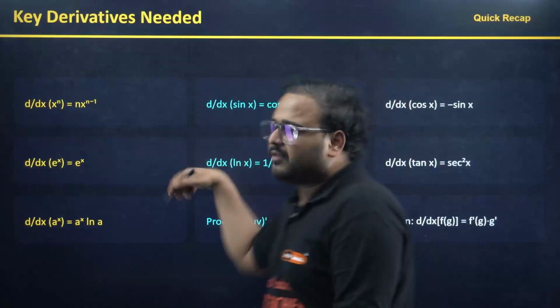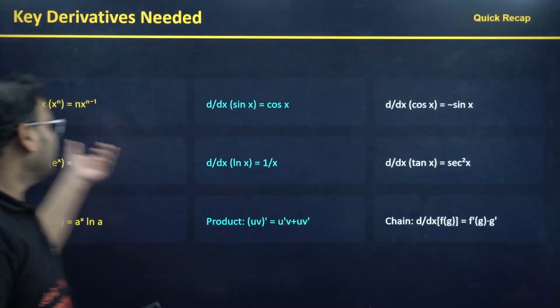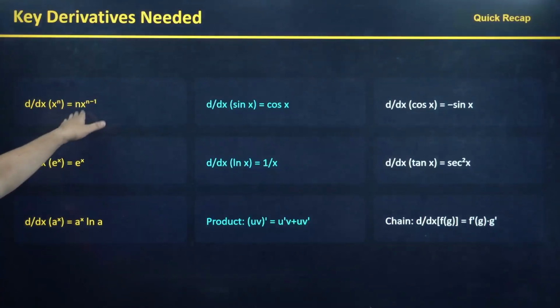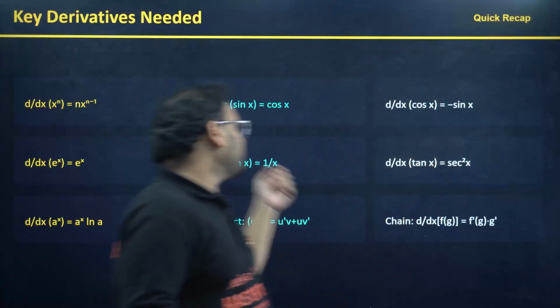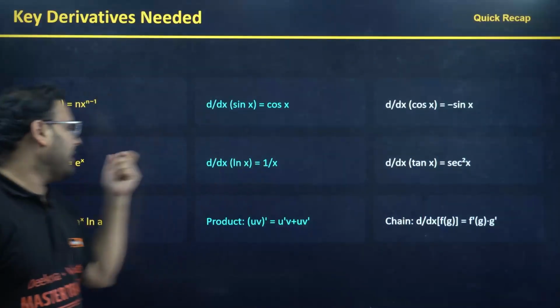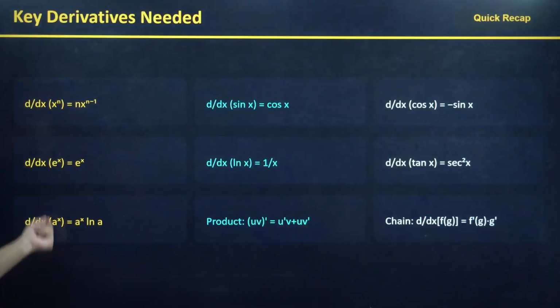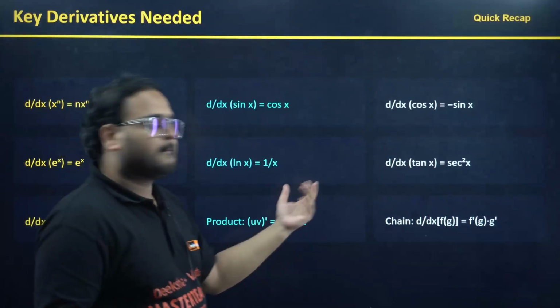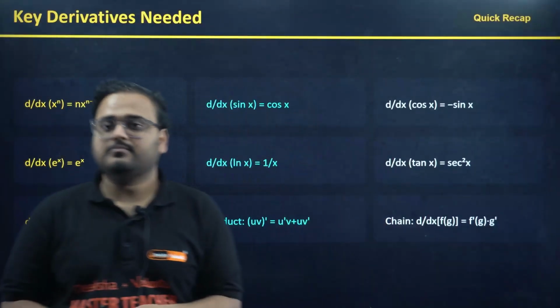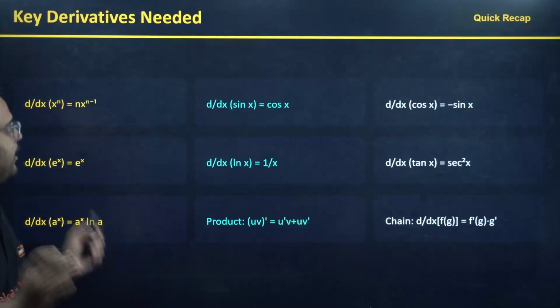Okay, some of the important derivatives that we have: the polynomial function, x^n gives n x^(n-1); sin x is going to be cos x; cos x is minus sin x; tan x is secant squared x; log x is 1 by x; e^x is e^x; a^x is a^x ln a; and the UV rule, the product rule; and the chain rule. Makes sense? I hope this is clear.